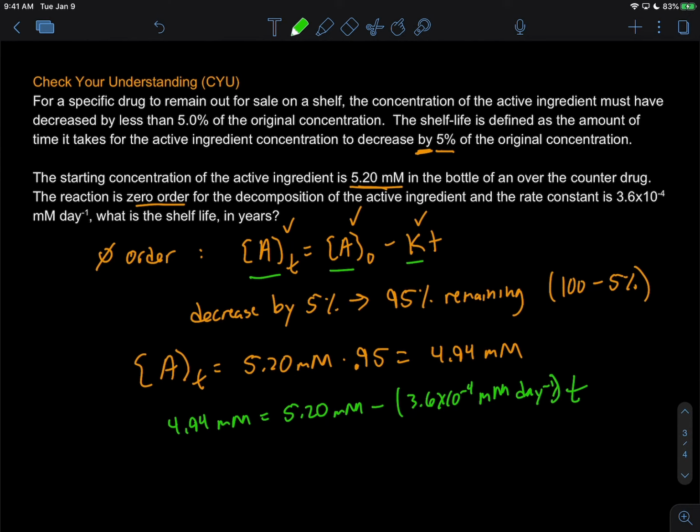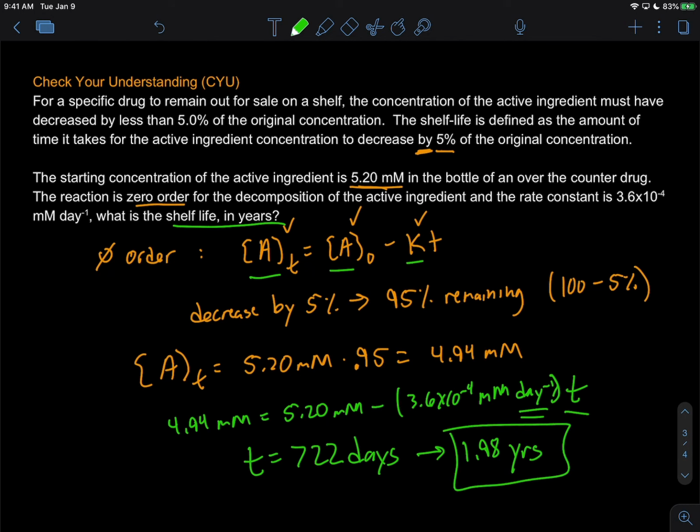And then we're going to go ahead and solve for time. And once we solve for time, we'll see again, reminding us that whatever units our rate constant is using for time, that's what we're going to have for our time value when we solve for it. And so that would be 722 days. And in this case, we're looking for years. And so we can go ahead and convert that to years, and that would be 1.98 years. So this drug could be on the shelf for about 2 years before it has to be removed.